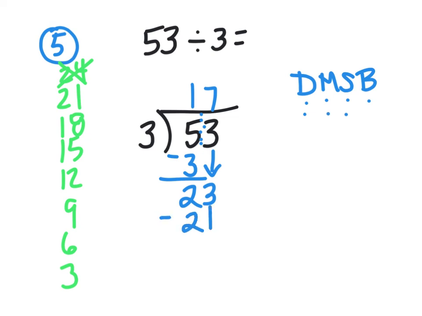We're then going to subtract. Since there's nothing left to bring down, that tells me I'm done with the problem. And my quotient is 17, remainder 2.